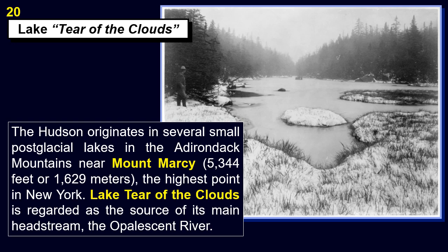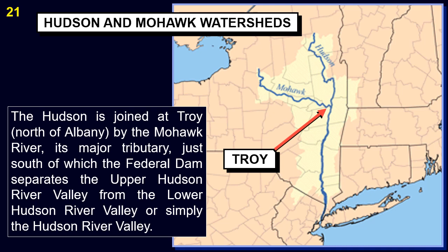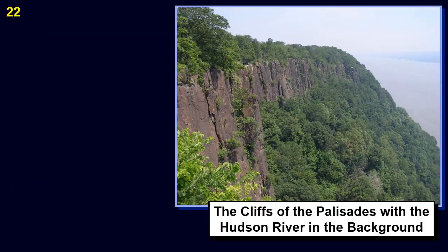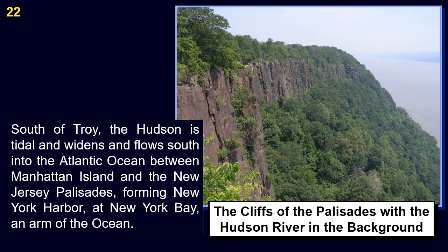However, the waterway from the lake is known as Feldspar Brook and the Opalescent River, feeding into the Hudson at Tahawus. The actual Hudson River begins several miles north of Tahawus at Henderson Lake. The Hudson is joined at Troy, north of Albany, by the Mohawk River, its major tributary, just south of which the Federal Dam separates the Upper Hudson River Valley from the Lower Hudson River Valley, or simply the Hudson River Valley. South of Troy, the Hudson is tidal and widens and flows south into the Atlantic Ocean between Manhattan Island and the New Jersey Palisades, forming New York Harbor at New York Bay, an arm of the ocean.